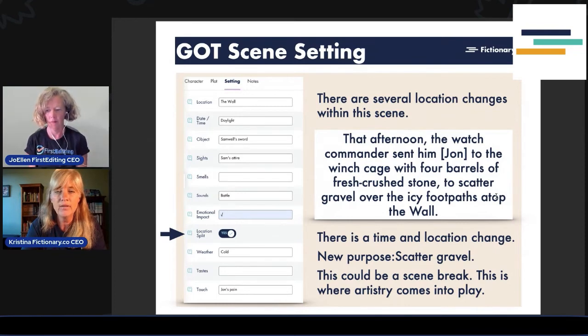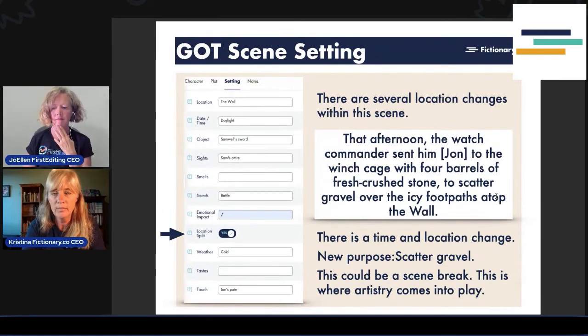So he says here, "that afternoon," so we know time has gone by, the watch commander sent him to the wind cage with 4 barrels of fresh crushed stone to scatter gravel over the icy footpaths at the top of the wall. So we know John is now going from the yard to the top of the wall. We know the time has changed. We know he is hurt, and the job he's been given is barrels of fresh crushed stone. So, okay, that's got to be bad.